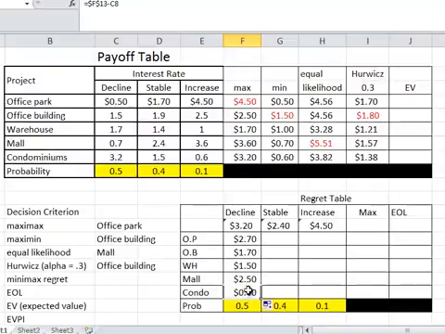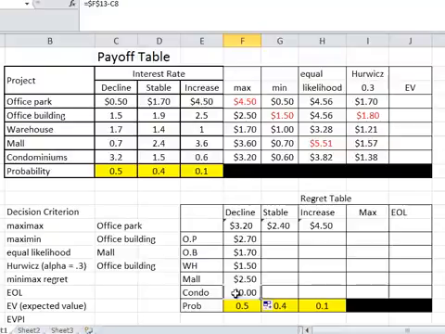And no surprise, the last regret over here is 0. Why? When interest rate goes down, the best possible outcome is $3.2 million, and this amount is associated with our condo project. So if indeed we chose the condo project at the beginning and interest rate turns out to be going down, then we have no regret at all.